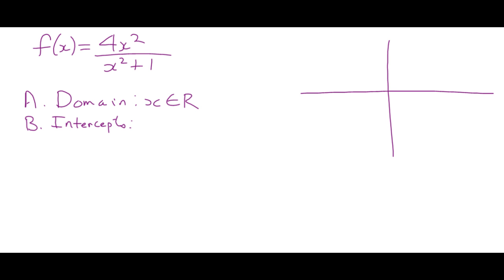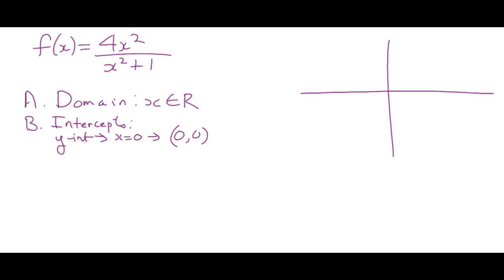Okay, so the y-intercept occurs when x is 0. When x is 0, what do we get? 0, right? Because 4 times 0 squared is 0, and it's not 0 in the denominator. The x-intercept is the same deal: 0, 0 is the x and y-intercept. Are there any other x-intercepts? No, there's no other way I can get that to be 0, right?